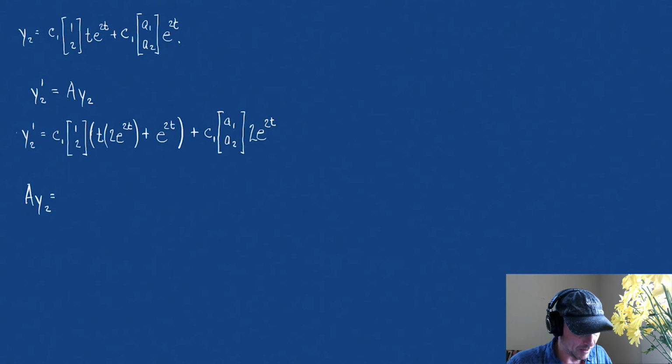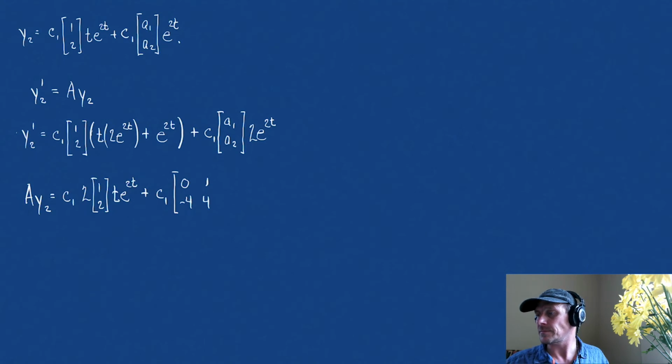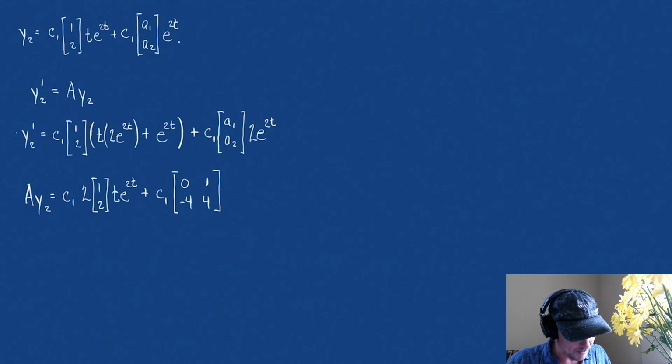And then let's look at Ay2. So that's going to be c1, and then A times 1, 2, well, we already know what that's going to be. That's just going to be 2 times 1, 2, times t e to the 2t, plus we're going to have another c1, and then we're going to have the matrix of A. And the matrix of A is 0, 1, minus 4, 4, I believe is what it was. Yeah, there we go. Times a1, a2, e to the 2t.